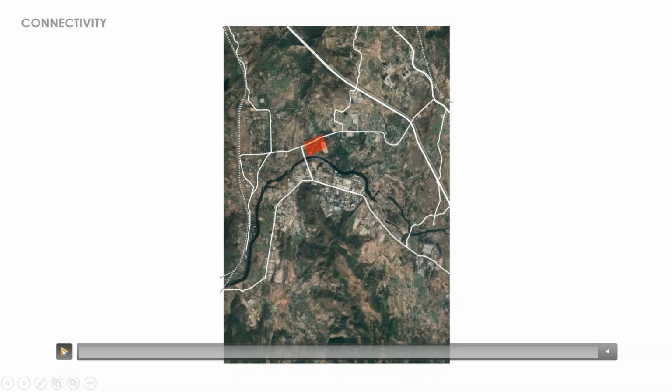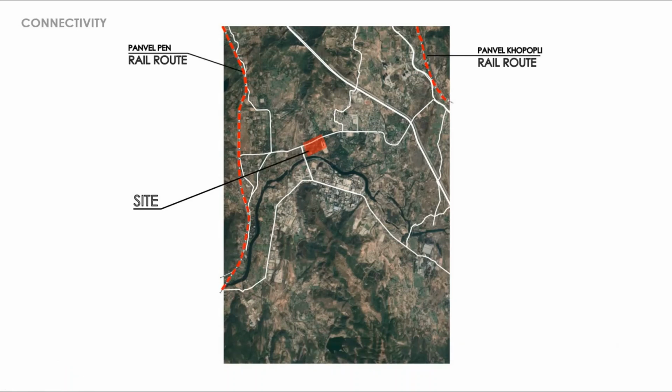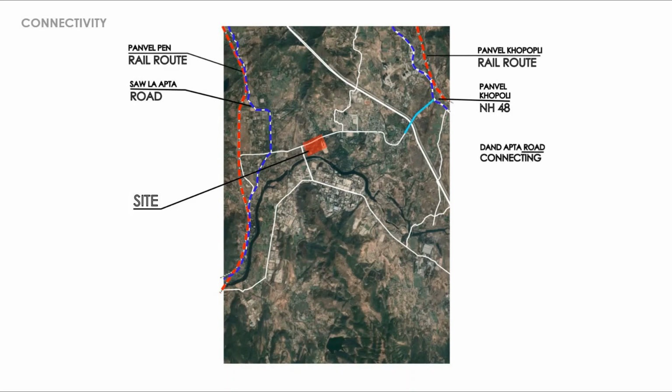Our site is located in Rasaini. There are two rail routes connecting to the site seen in red. There are two road routes also connecting to the site through a Dand Apta road. There are different roads connecting from the industrial area to the site.